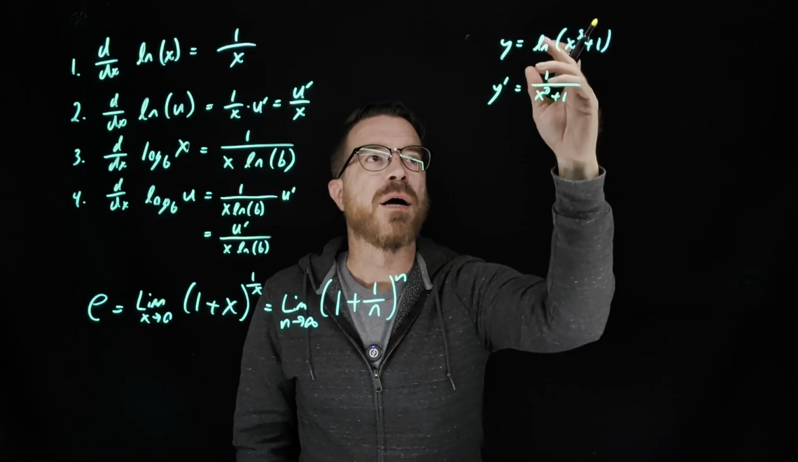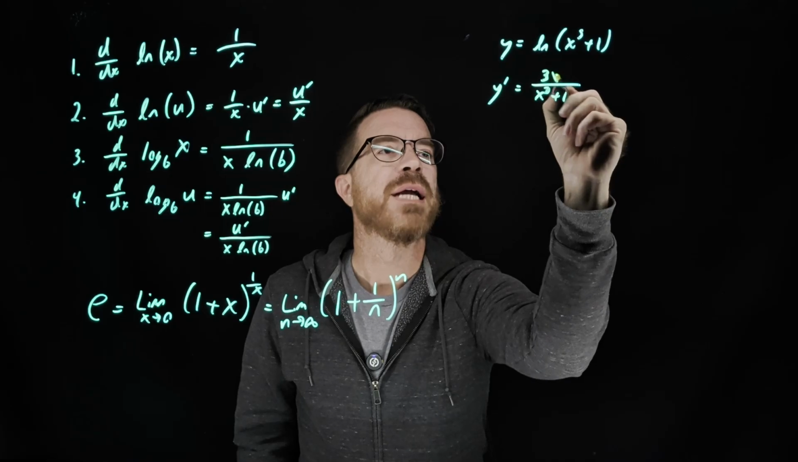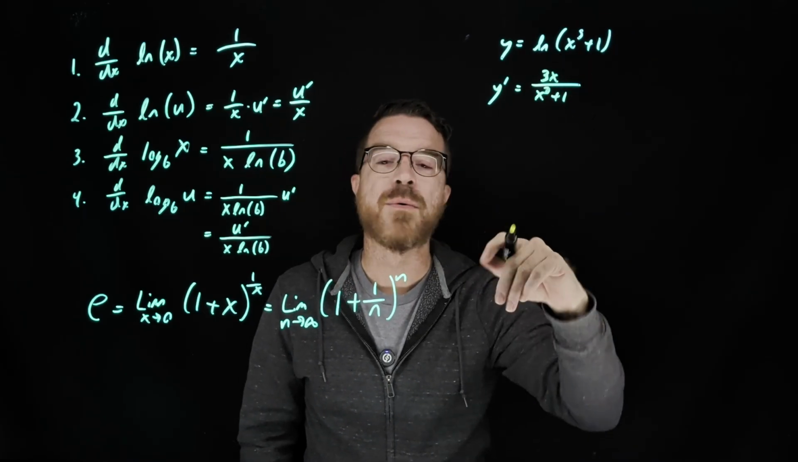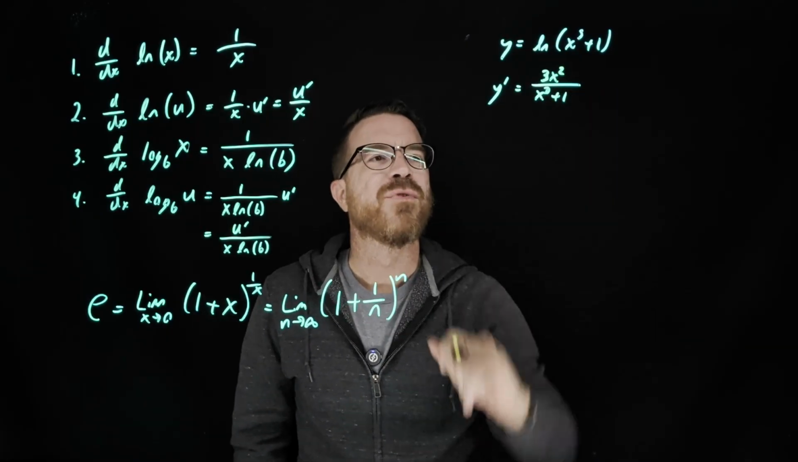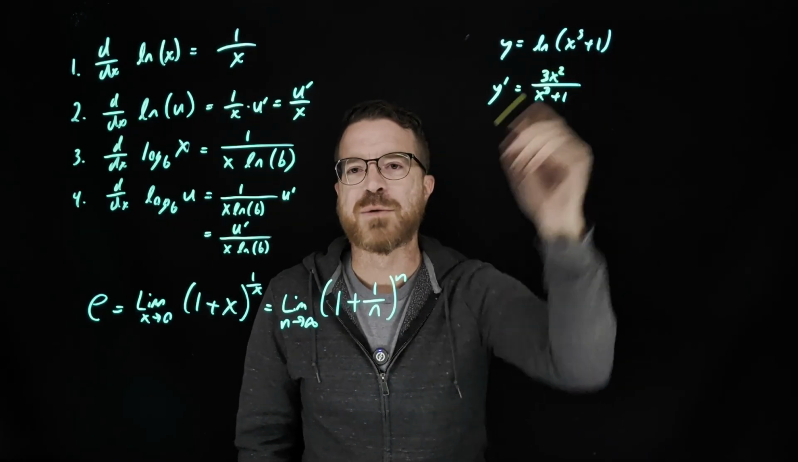Of course, for x cubed we use our power rule, which gives 3x squared, plus the derivative of 1, the derivative of a constant, which is equal to 0. We're left with 3x squared over x cubed plus 1, because when we did our power rule, we brought down the 3 and then subtracted 1 from the power.